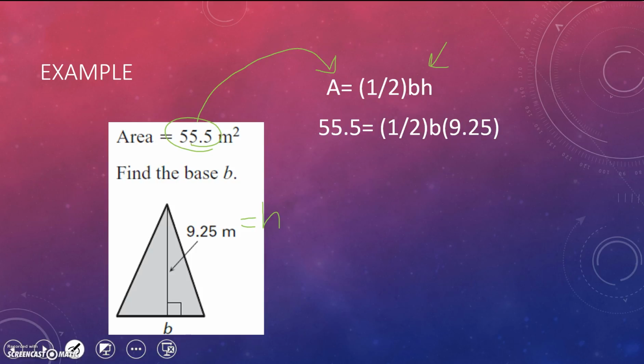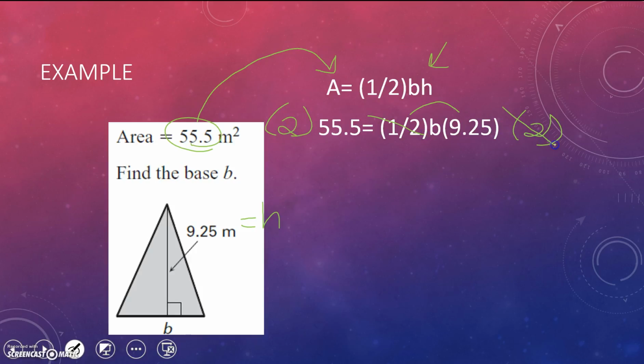Now there are a number of ways you can complete this problem. You can go ahead and multiply 1/2 times 9.25, since you're allowed to do that with multiplication. Or we can get rid of the fraction, which is what I love to do. The way that we do that is multiply by the reciprocal. The fraction I have is 1/2, so I'm going to multiply both sides by 2.